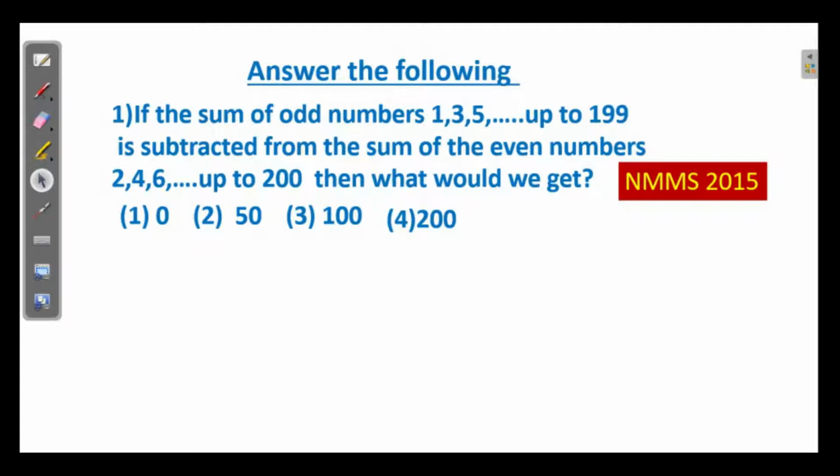To find the sum, we have learned in average, the sum is equal to number of terms into average. So, what is the number of terms? From 1 to 199, how many odd numbers are there? From 1, 2, 3, etc. up to 200, we know 100 odd numbers and 100 even numbers are there. So, here 100 odd numbers.